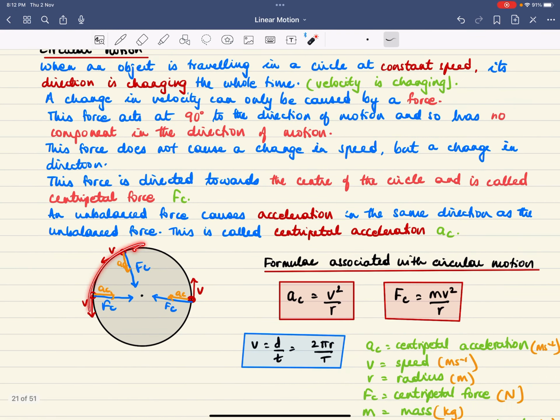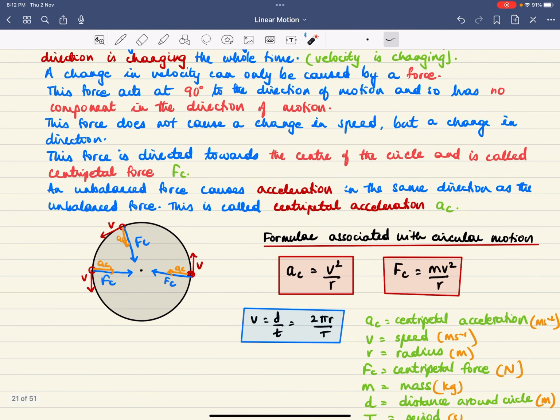So here's your circle with an object going around the circle. These are all different parts of the circle. This is the direction of the instantaneous velocity. As you can see, it's changing the whole time. The centripetal force and centripetal acceleration act at 90 degrees to the direction of motion at that instant, and it's directed towards the center.